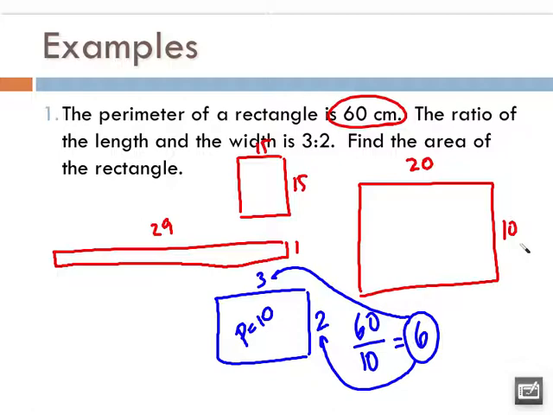Interesting. So that's 18 times 12. What's 18 times 12? 216. Anybody else get 216? Tegan, how'd you get 216?